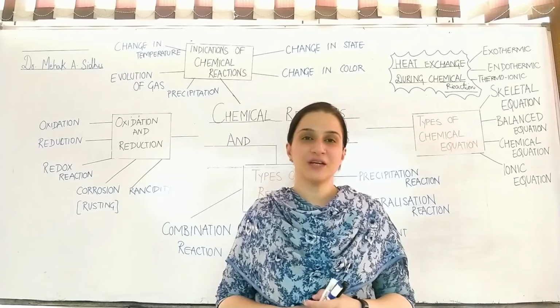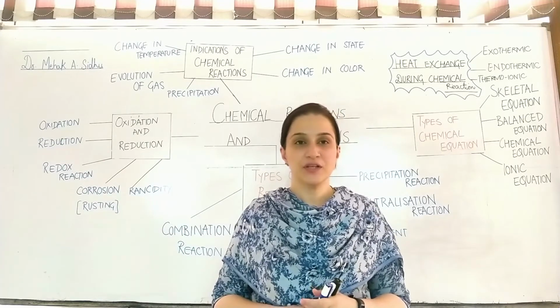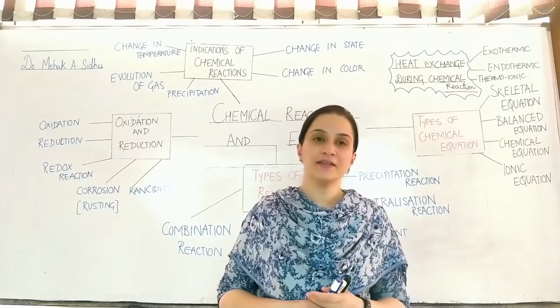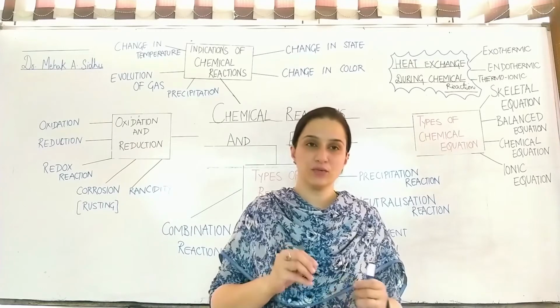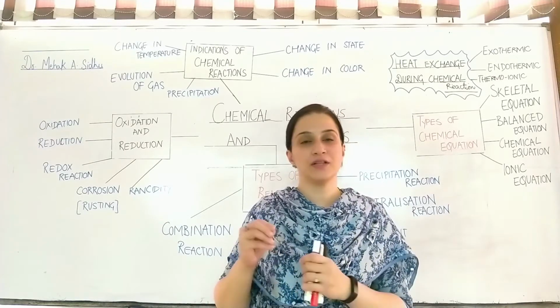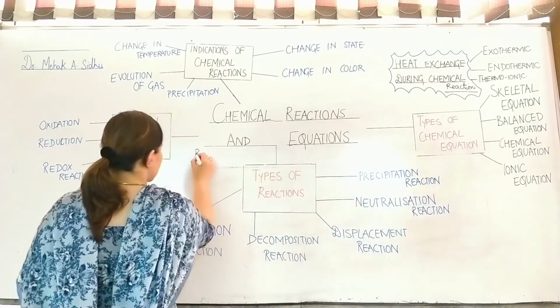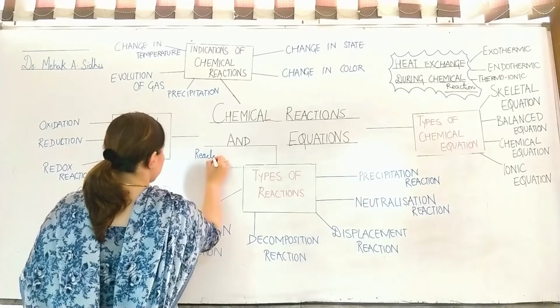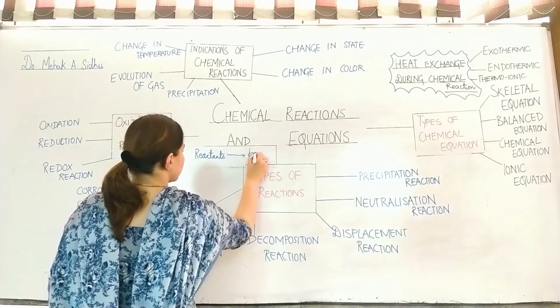With the revision from chapter 1 in science, that is chemical reaction and equation. Now what is a reactant? Reactants are those which combine to form a product. The elements which combine are known as reactants, and the new substances which are formed after this reaction are known as products. So reactants are written on the left hand side. Reactants combine with each other to form product.